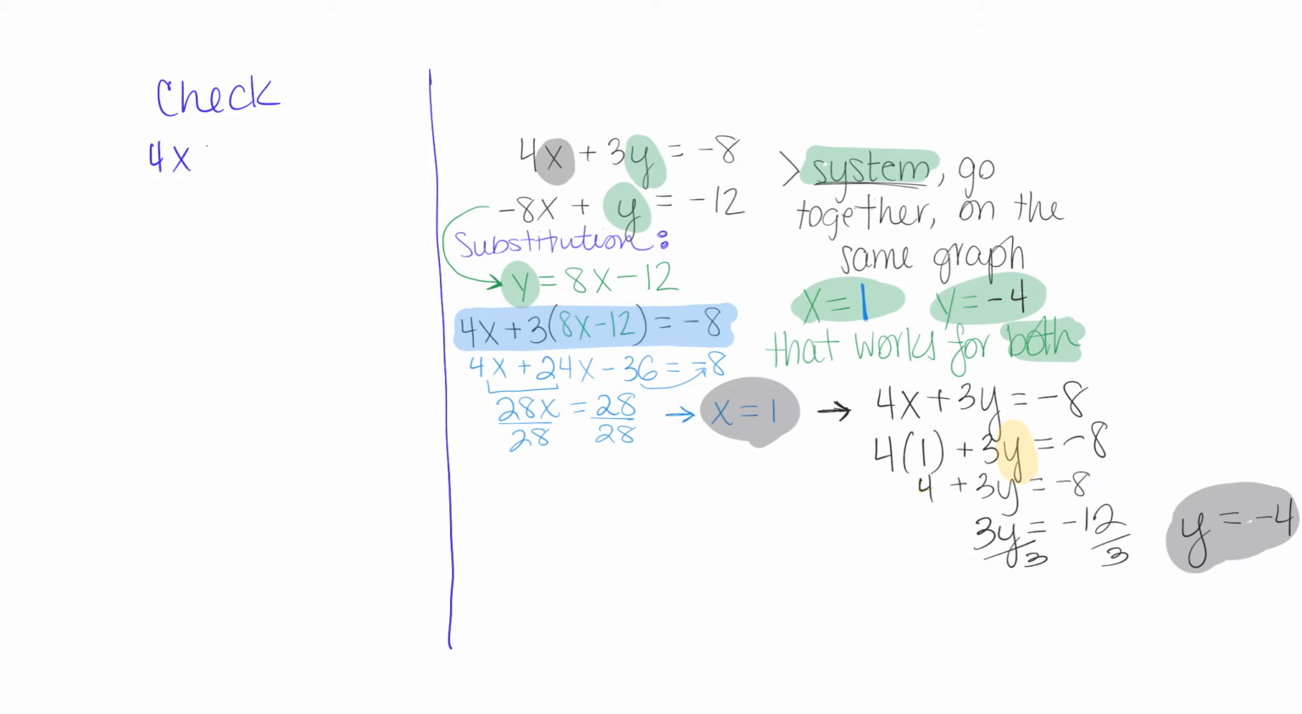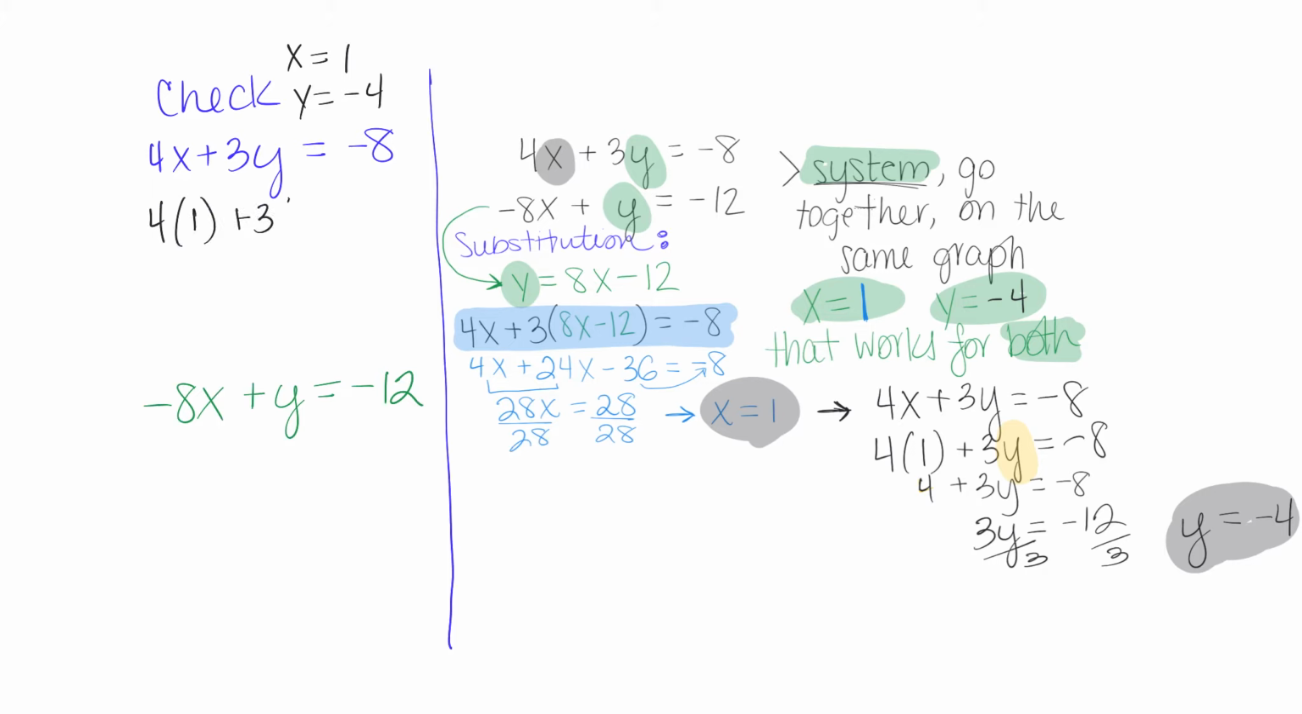So I'm going to check that I've got 4x plus 3y equals negative 8, and I have negative 8x plus y equals negative 12. And I'm going to substitute in here x equals 1 and y equals negative 4, and I'm going to put them in for both. Okay, so I'm going to have 4 times 1 plus 3 times negative 4. And that should equal negative 8. 4 minus 12 equals negative 8. Negative 8 equals negative 8.